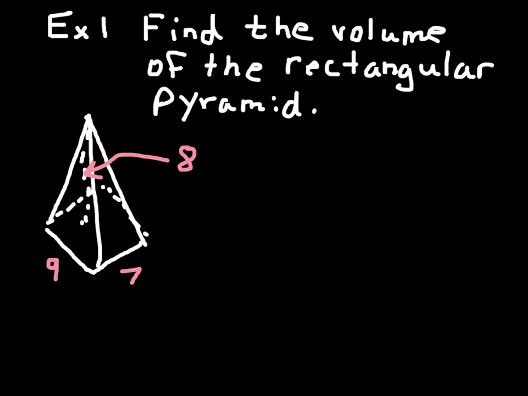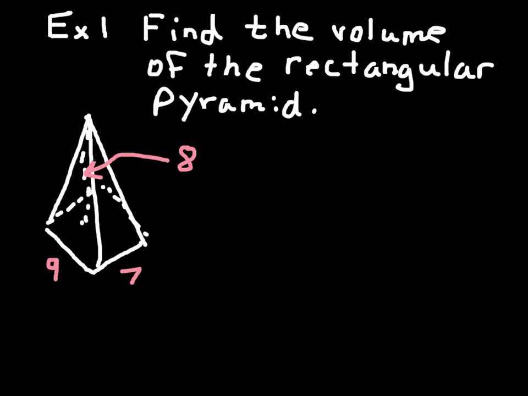All right, let's take a look at an example. Now in example 1, it says find the volume of the rectangular pyramid. So as best as I can draw this, I've got a pyramid. It's called a rectangular pyramid because the bottom is rectangular, and that's kind of where it gets its name.